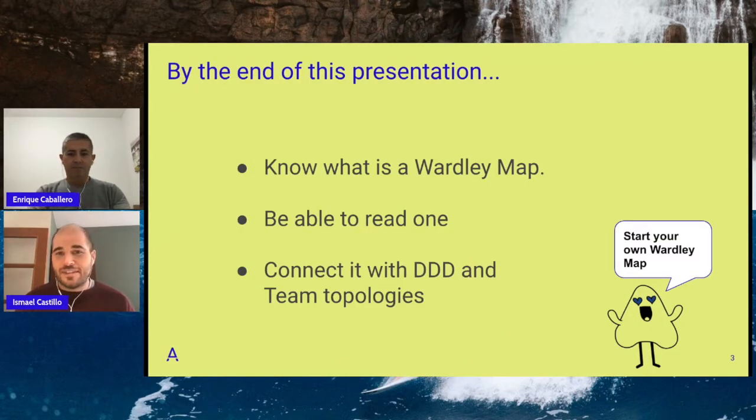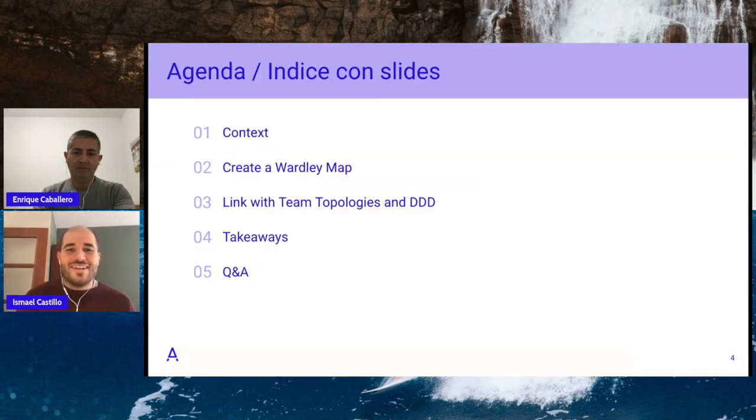By the end of the presentation, you will receive enough inputs to know what a Wardley Map is, be able to read one, and connect this with other tools like DDD and Team Topologies, and hopefully the desire to start your own Wardley Map. In the agenda, first we are giving some context. Later, we will create together a Wardley Map. And after that, we will use Team Topologies and DDD to enrich our map. Also, we will highlight some takeaways. And with this presentation done, let's start.